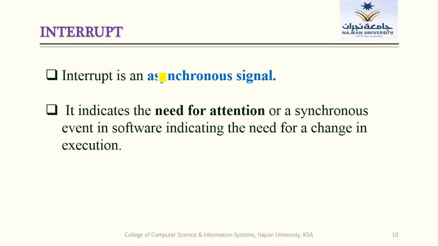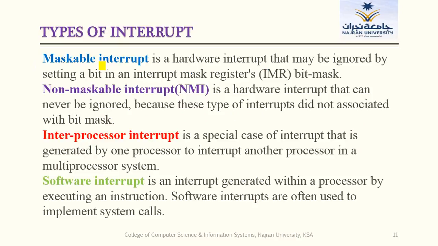Next we have seen what is an interrupt, and we have seen that an interrupt is an asynchronous signal. Why do we need an interrupt? Because it indicates the need of attention. If somebody needs attention, he will generate some interrupt. So in a computer there are also interrupts generated to get attention. We have four main types of interrupt: maskable interrupt, non-maskable interrupt, interprocessor interrupt and software interrupt. Maskable and non-maskable interrupts are both hardware interrupts, but the difference is that we can ignore a maskable interrupt, but we are not able to ignore a non-maskable interrupt.